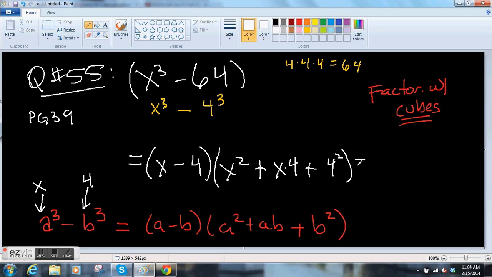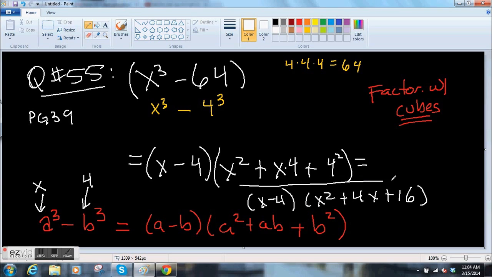So I took an extra step. Most of you would have gone straight to x minus 4 times x squared plus 4x plus 16. So this formula, the factorization with cubes formula, makes that much faster. So yay, thank you for that.